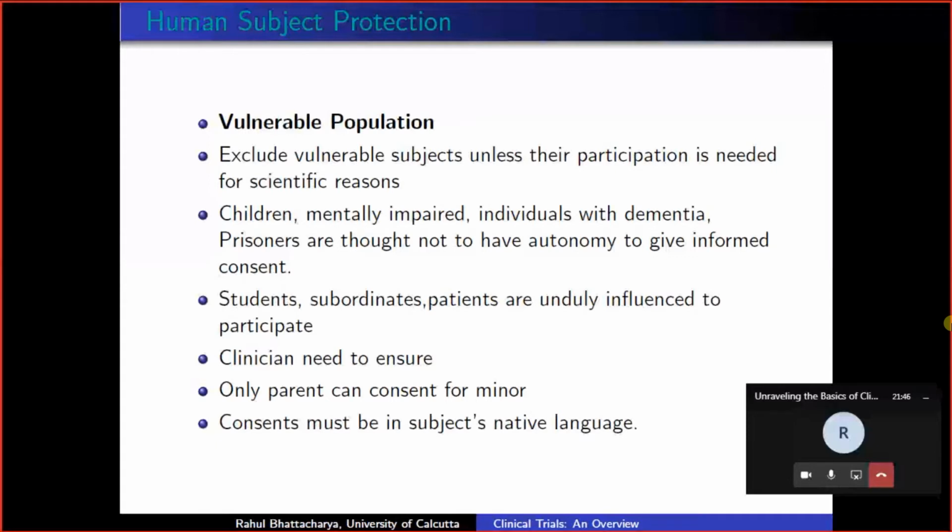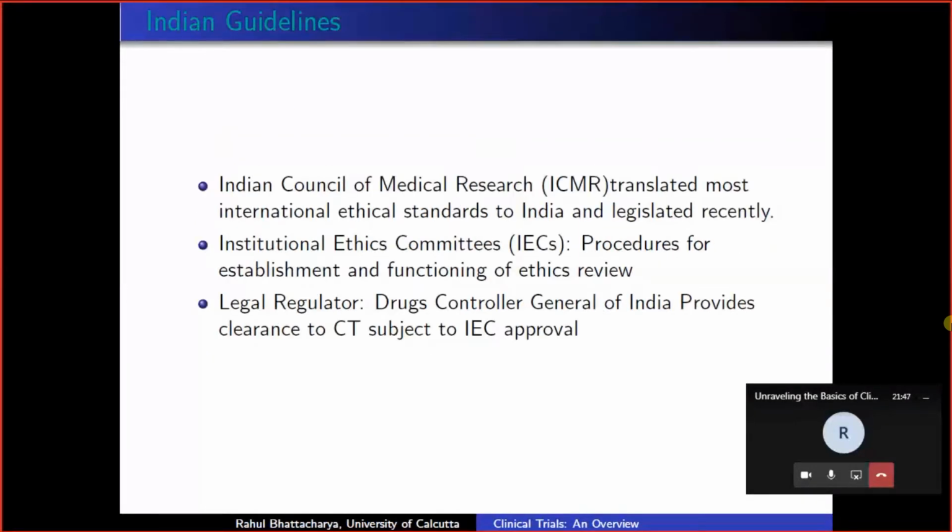So coming to the Indian guidelines, the Indian Council of Medical Research, that is ICMR, translated most international ethical standards to India and legislated recently. So this is now legal. They have suggested to form institutional ethics committees, that is something parallel to the concept of EC, that is ethics committee.